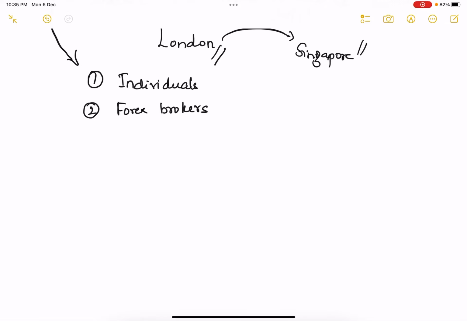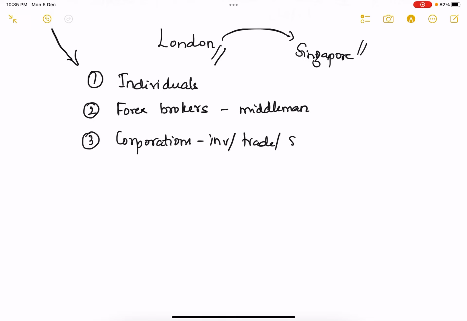For example, I'm in need of money, I'm in a rural area. I may or may not approach a third party money lender. So I contact a broker and he in turn gets money for me. Here also, foreign exchange brokers act as a middleman between other participants. The third participant is corporations. Corporations mainly use foreign exchange market for investment, trade, or for speculation.